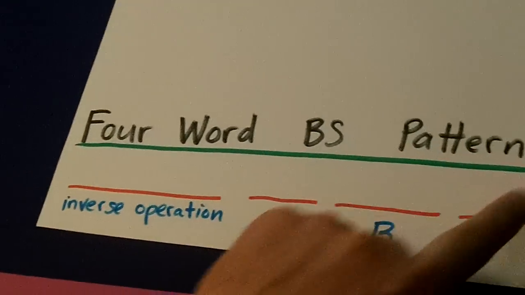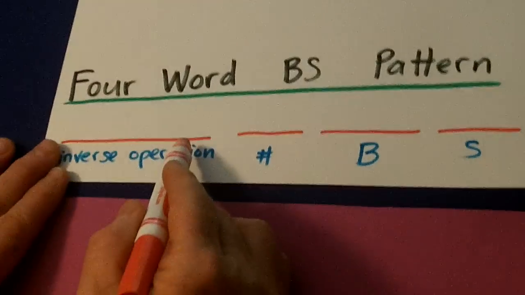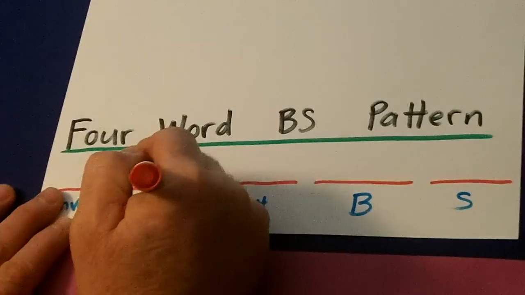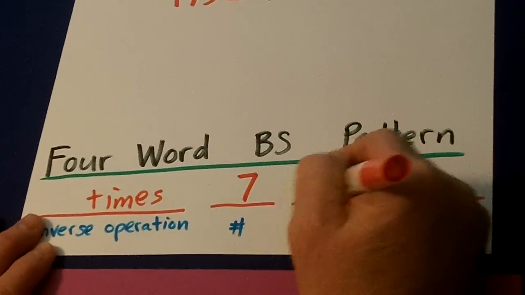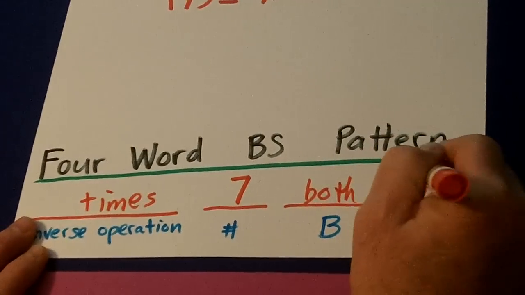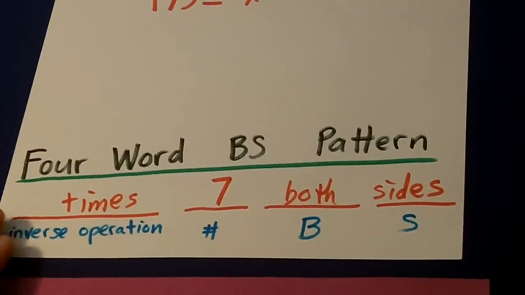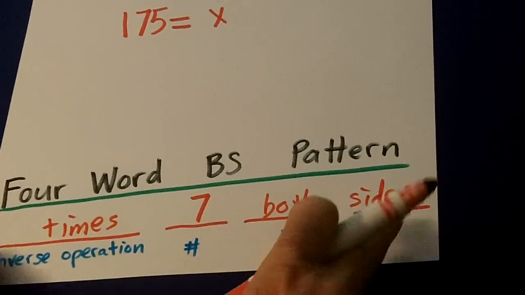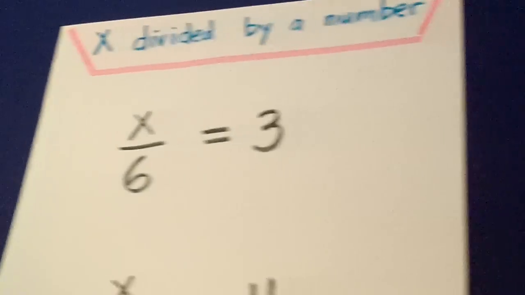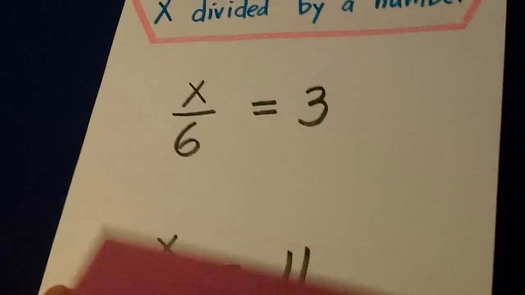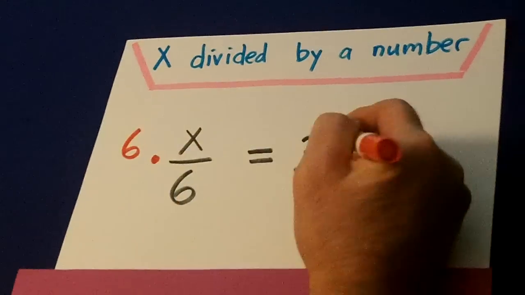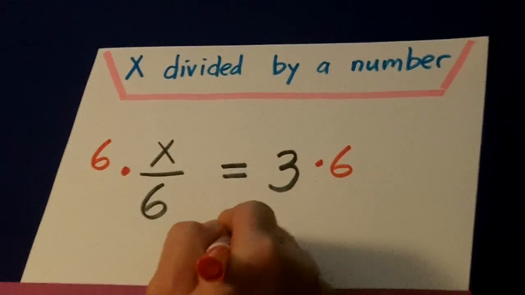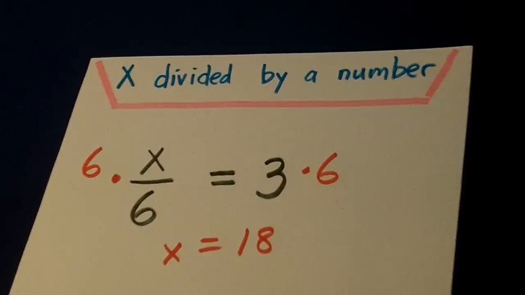Remember the forward BS pattern. Inverse operation of division is times, then maybe your number 7, and then both sides. So if you want to memorize 4 words, times 7 both sides. Okay, last sheet. X divided by a number. That means we times by the same number both sides. X is equal to 18.